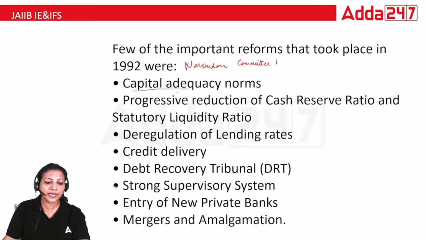Capital adequacy, we all know that all the banks have to keep some capital with them, and they should have adequate capital in case any crisis happens. Progressive reduction of CRR and SLR will help the economy to grow. Deregulation of lending rates will help the commercial banks to lend more. DRT was established for quick recovery, and cases of more than 20 lakhs go into DRT. A strong supervisory system was established, entry of new private banks was introduced, and mergers and amalgamations were introduced.